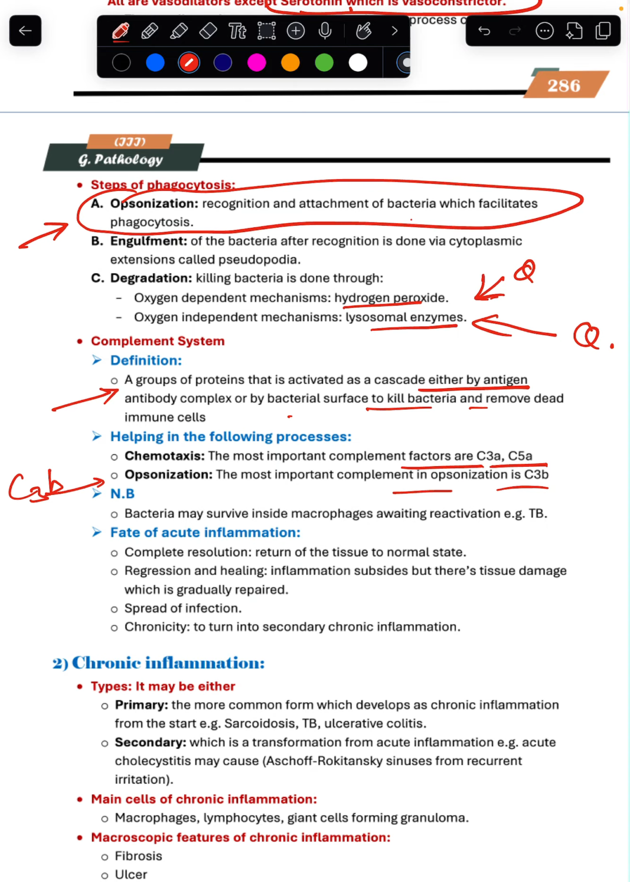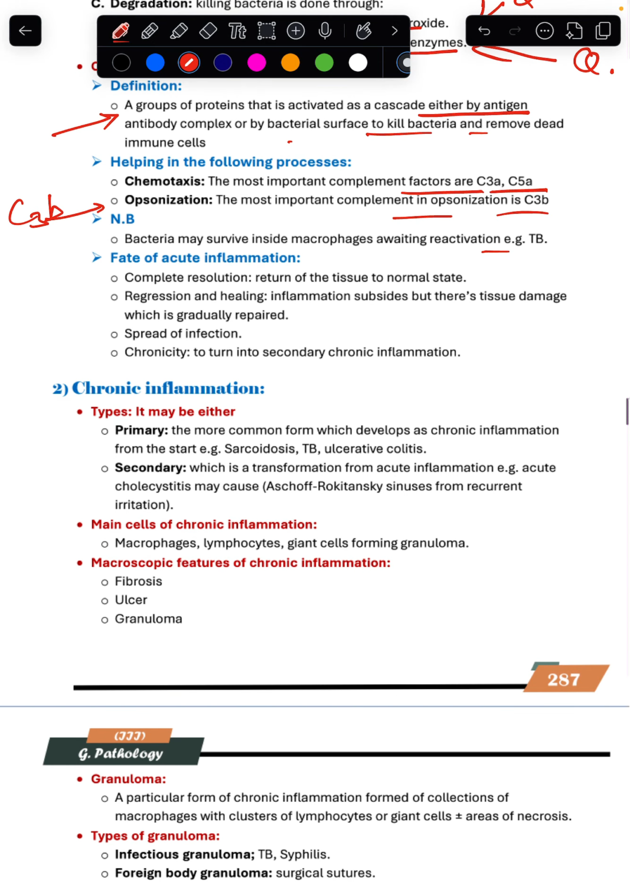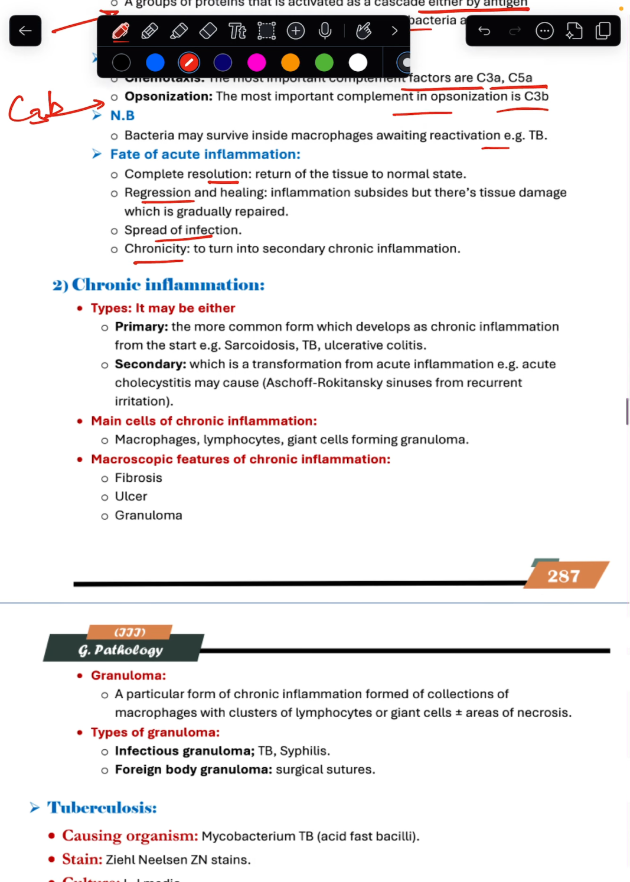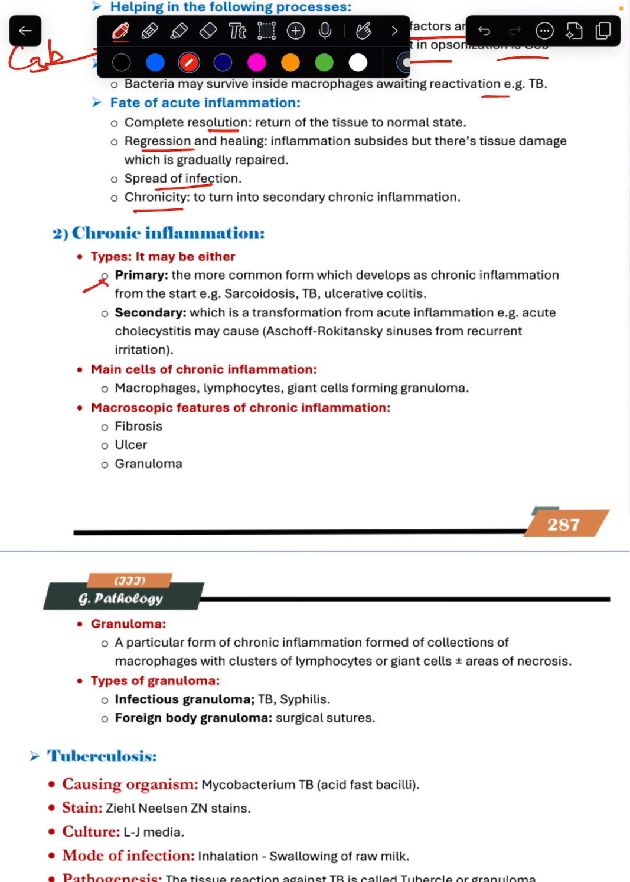C3b for opsonization. Bacteria may survive in the microbe, awaiting later activation. Fate of acute inflammation: complete resolution, regression, spread, chronicity. Chronic inflammation may be primary or secondary. Common primary chronic inflammations are sarcoidosis, tuberculosis, ulcerative colitis. Secondary is because of cholecystitis, Aschoff nodules.